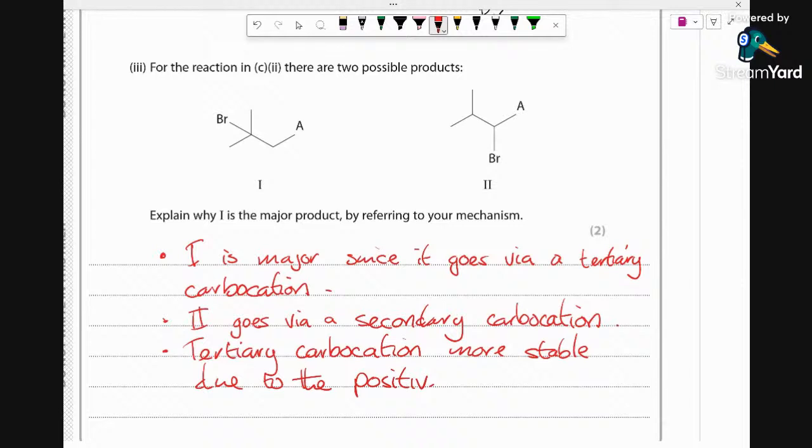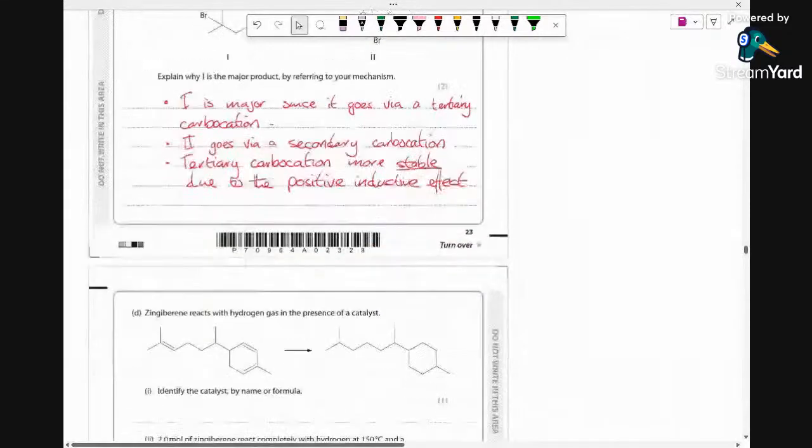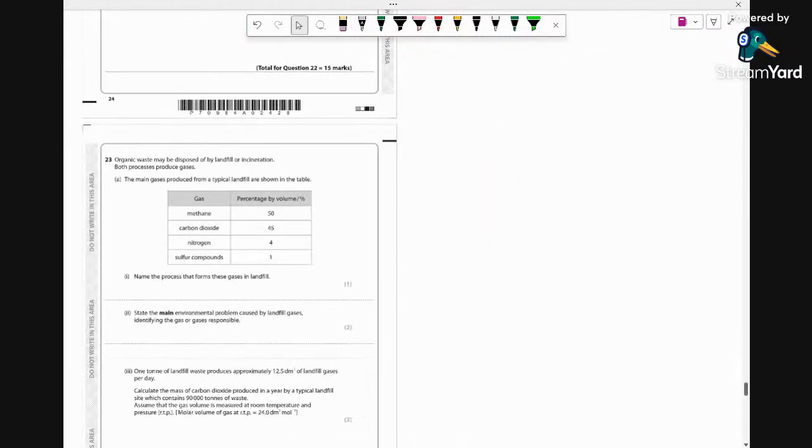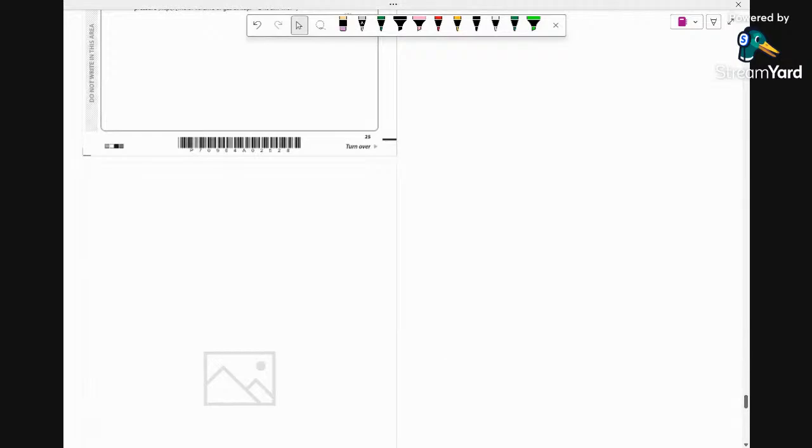Now, you don't really ever need to mention this, and I don't think you're going to need it. I think you're going to get it for stable on its own, positive inductive effect. But it's good for you guys to hear me using this term. Go to the next one. Really looking forward to getting to the mark scheme of this. How many questions to go? It's a lot. We're nearly there.